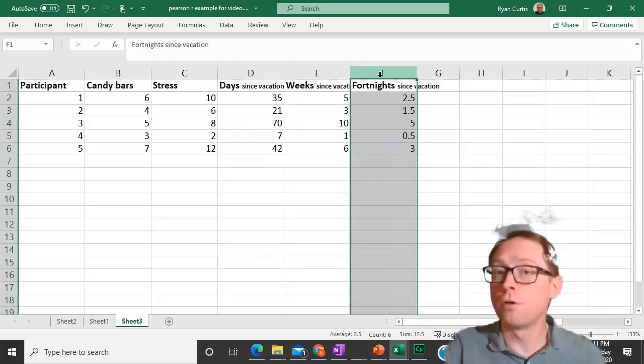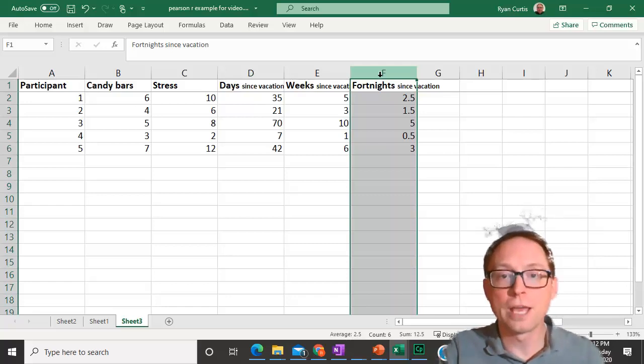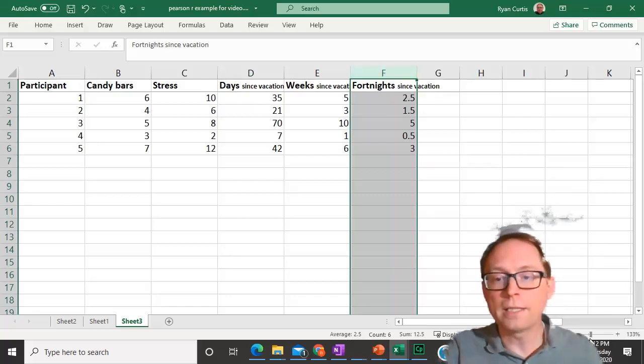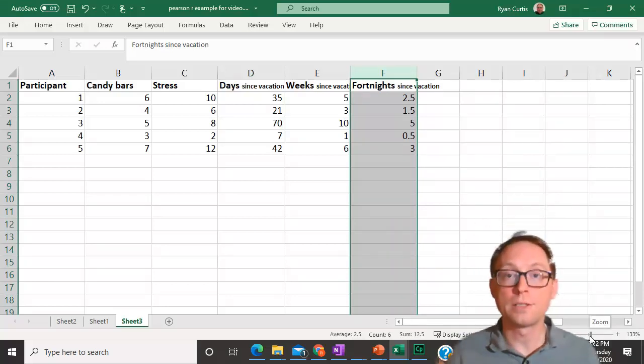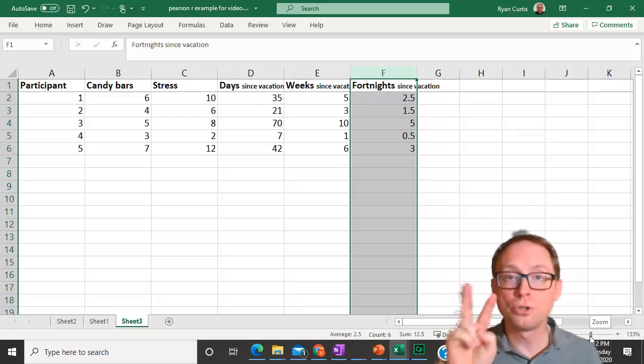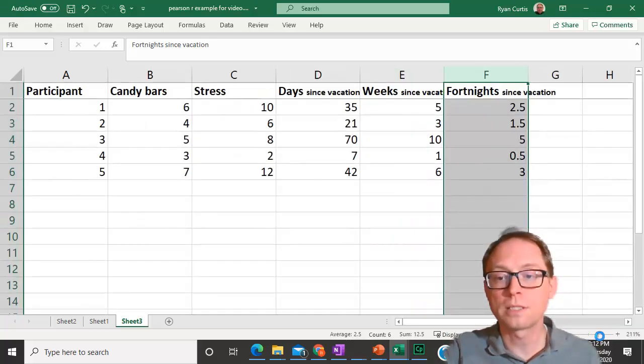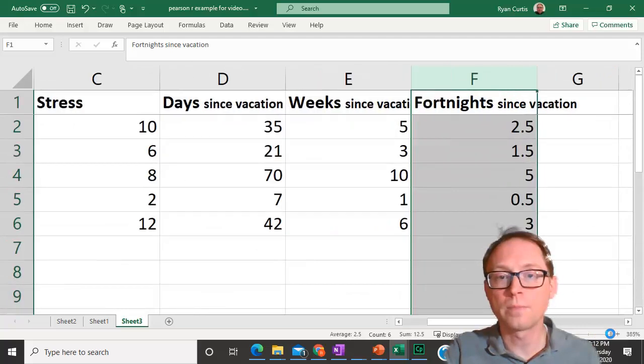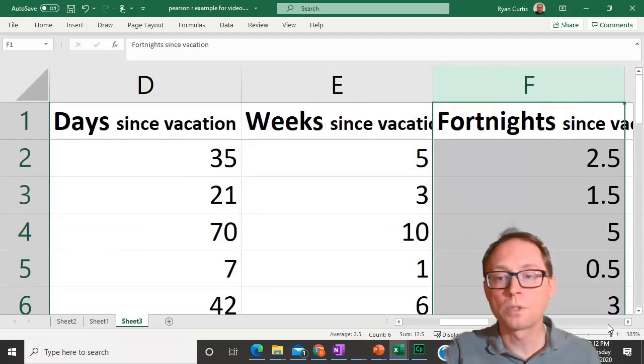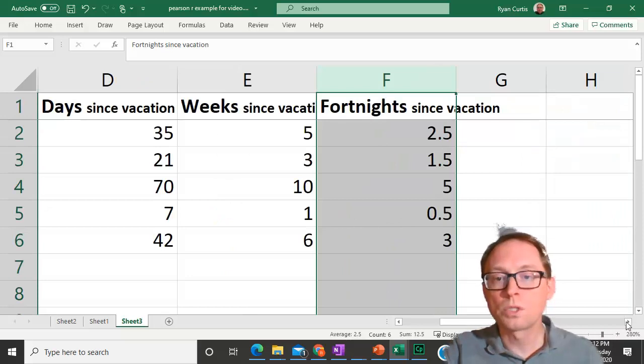Now, you should know that the word fortnight is not just a video game. A fortnight actually means 2 weeks. It's a measurement of time. It means 2 weeks. Got it? So let's take a look here. I'm going to make these a little bit bigger. We're talking about fortnights here.